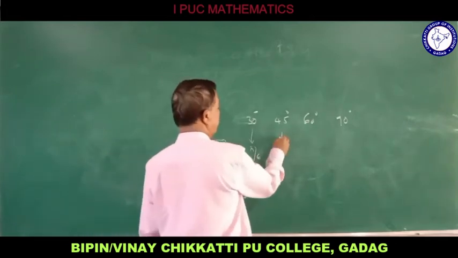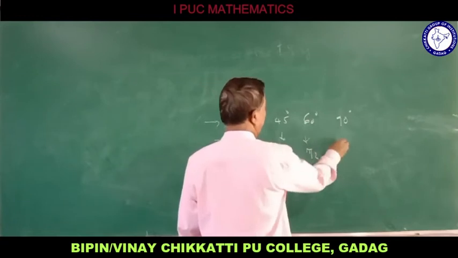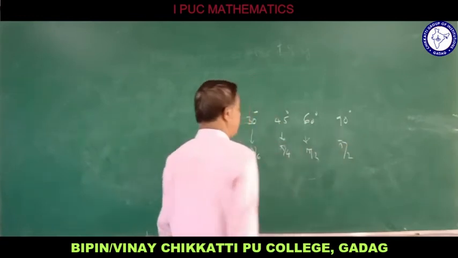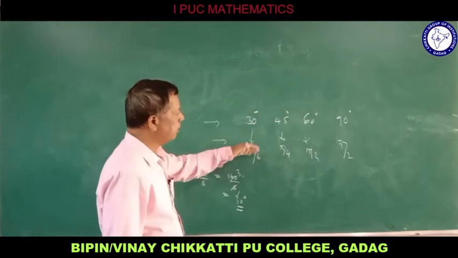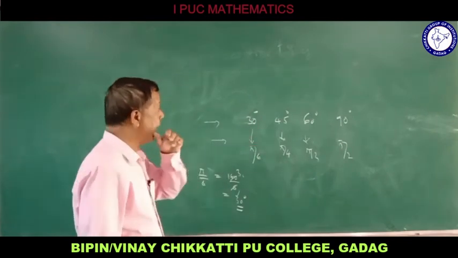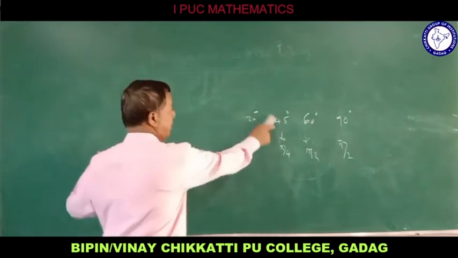And 45 degree means pi by 4. And this is pi by 3. And this is pi by 2. So you can go from degree to radian or radian to degree. These are the standard angles that you see, in degrees and radians.